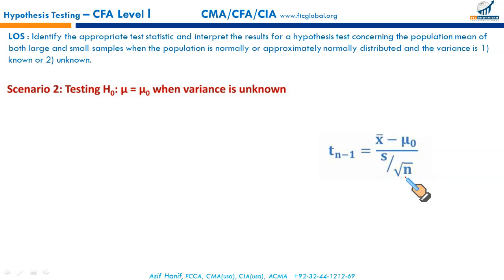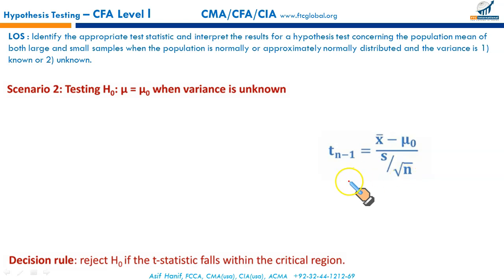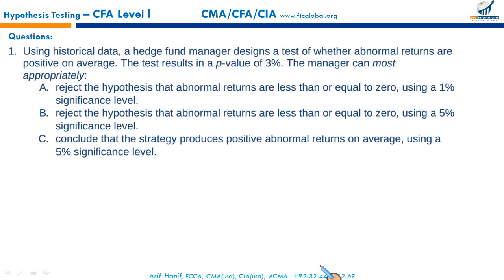So we'll do the same thing. Once the t-statistic is computed, it's compared to the critical value that corresponds to the level of significance, and finally the decision rule is to reject the null hypothesis if the t-statistic falls within the critical region, something similar to what we've done in our previous example. Now let's say we have some questions to enhance our understanding.